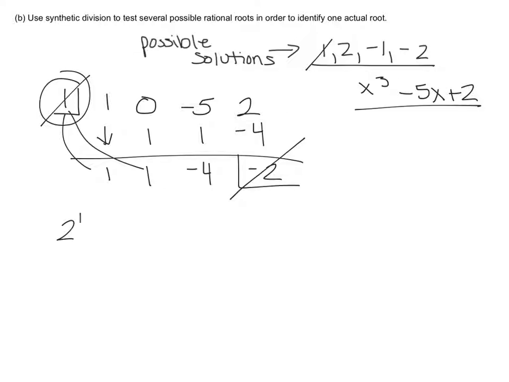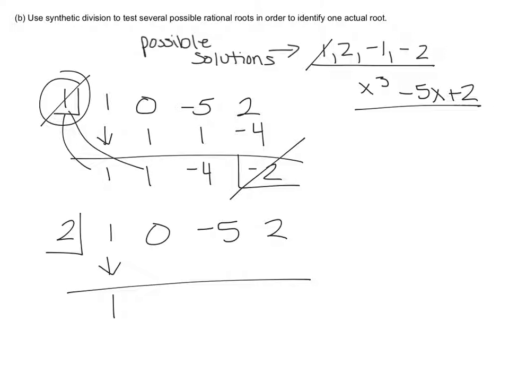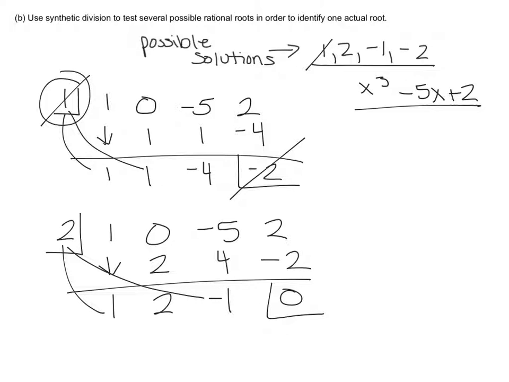So now I'll test 2. Again, I'll use the same coefficients and divide. Bring down the 1. 2 times 1 is 2. 0 plus 2 is 2. 2 times 2 is 4. Negative 5 plus 4 is a negative 1. Negative 1 times 2 is a negative 2. And 2 minus 2 is 0. Since I have a 0 in my remainder box, I know that 2 is a solution to my problem. So one actual root is x equals 2.